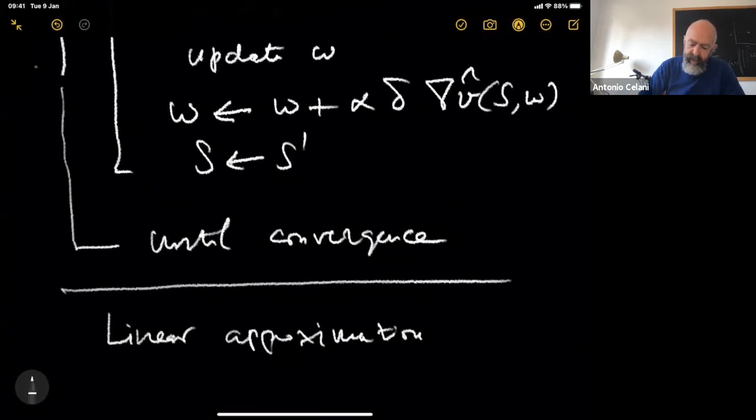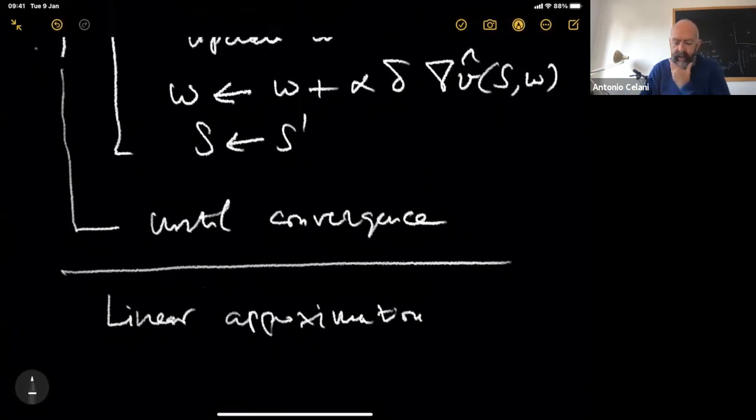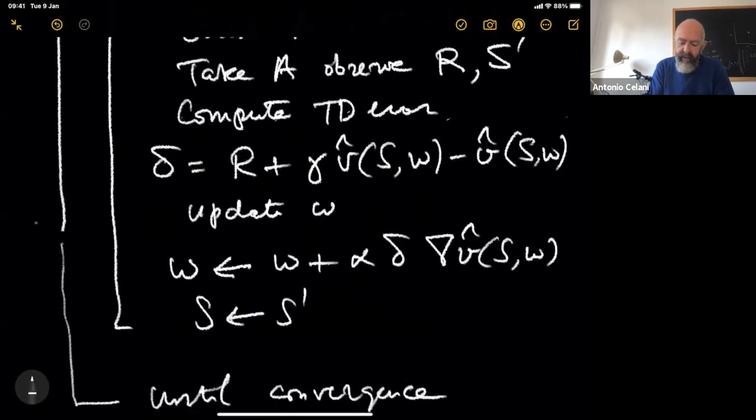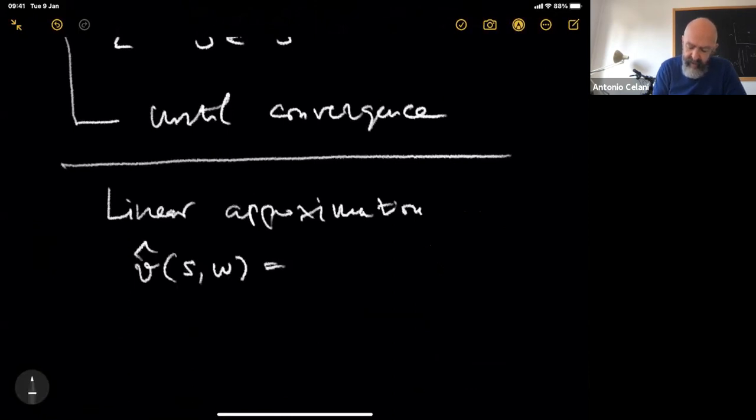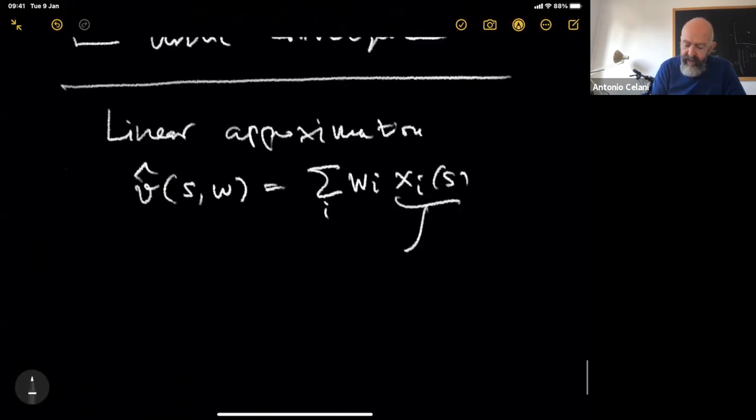So we're going to just look at this, and we just have to replace in these expressions for the temporal difference error and for the update what we have when we explicitly assume that our approximation takes the form, it's linear form, sum over i, wi xi. So these vectors here are called the features.